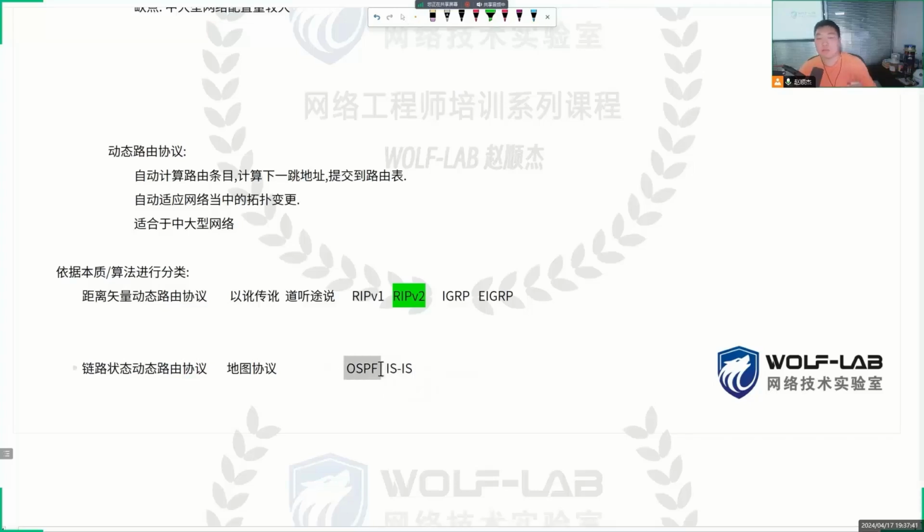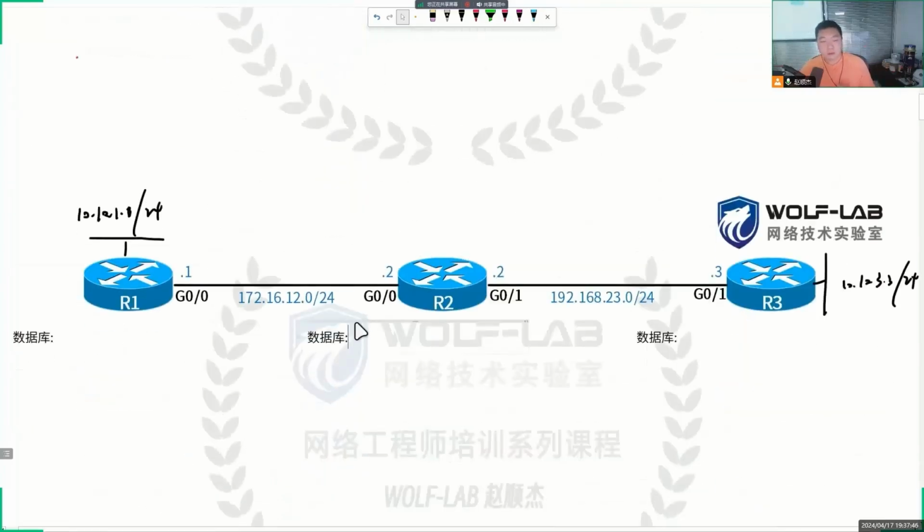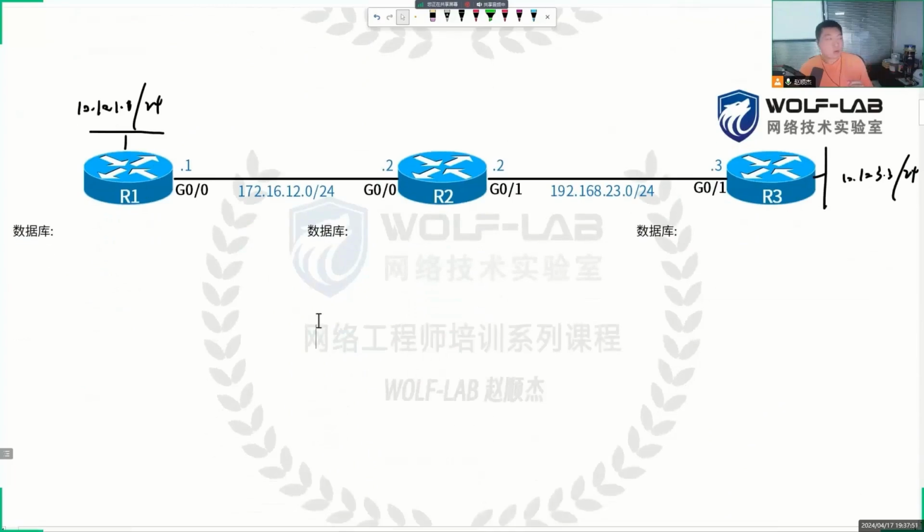So how does a link state protocol work? This is how the link state dynamic routing protocol works. Similarly, suppose this network is running a, sorry.